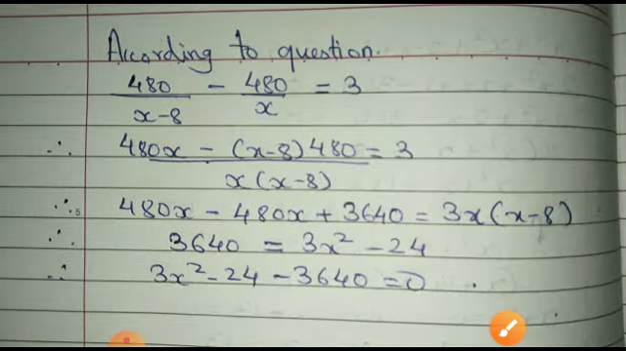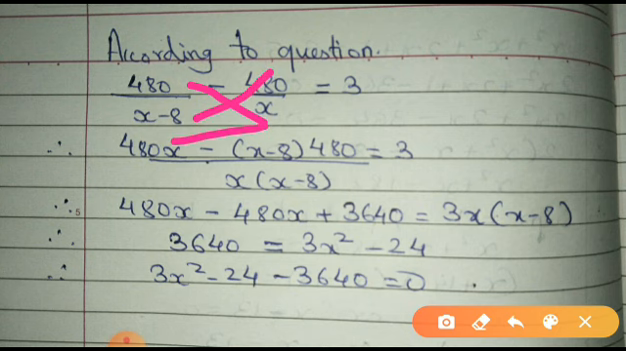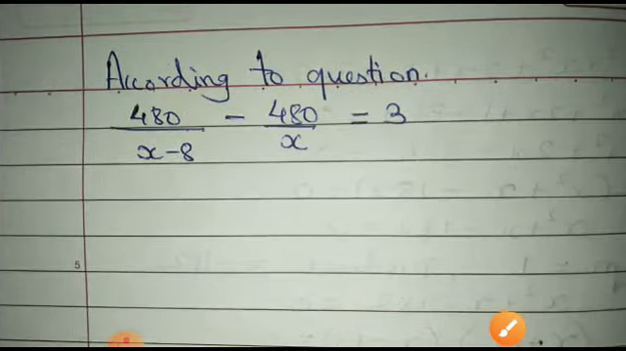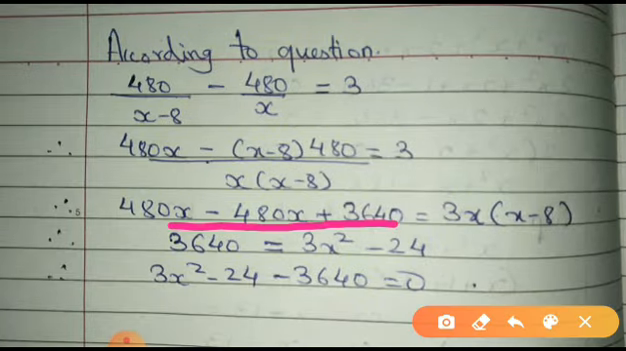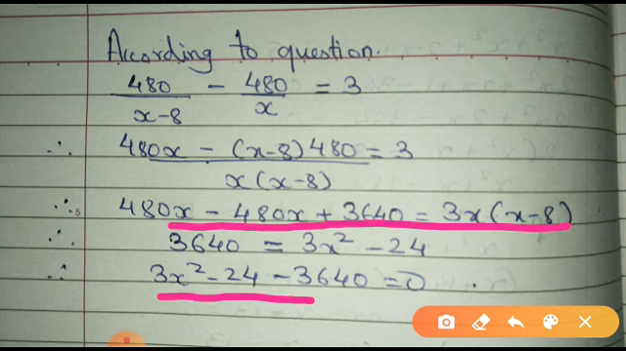Now simplify it. Cross multiply, find your LCM, and then take x into x minus 8 to the right hand side. After simplifying, I'll be getting it like this: 3x square minus 24x minus 3640 equal to 0. This is the equation, that is enough, because the question is just to formulate. No need to solve it for x.